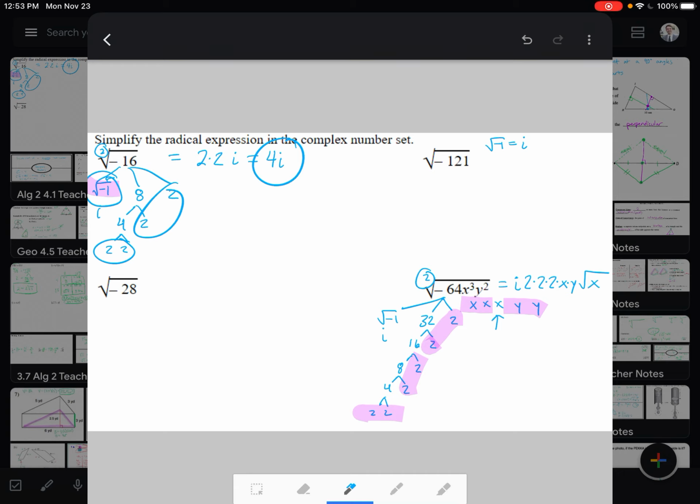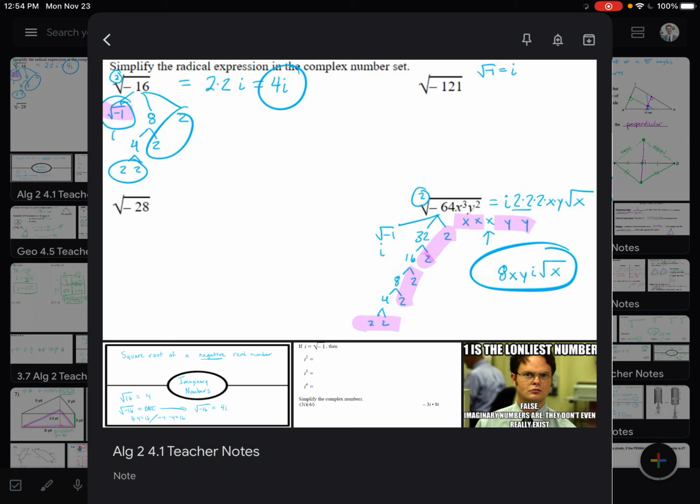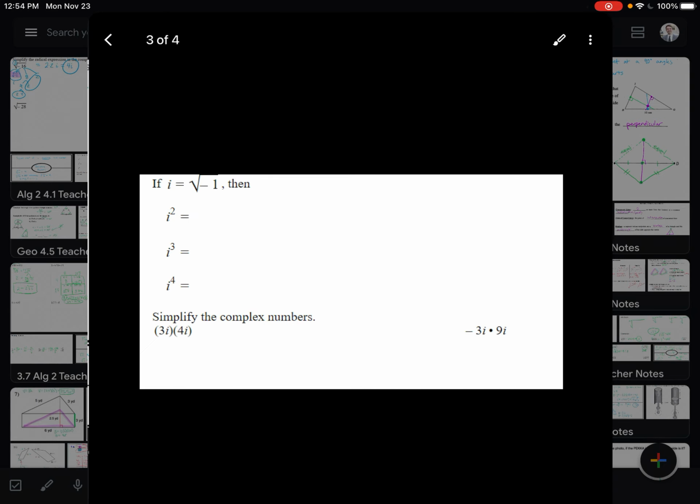So this would be our final answer, or we can just rewrite this as 2 times 2 is 4, times 2 is 8. So we have 8xy, and that i is still there, and then the root of x is still there. So we're decomposing these just like we would before. We're just basically adding an i in there.